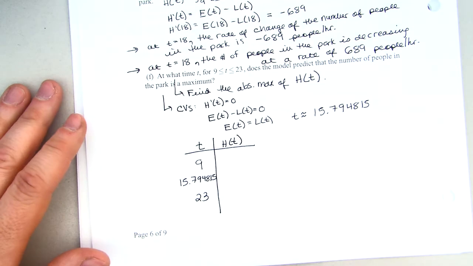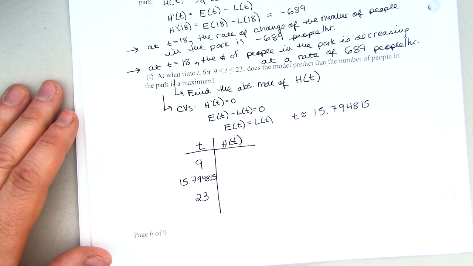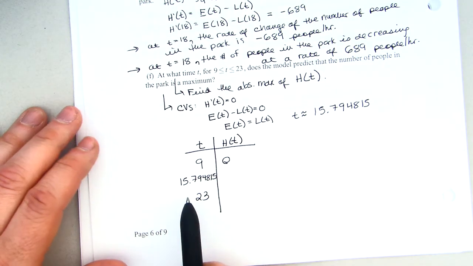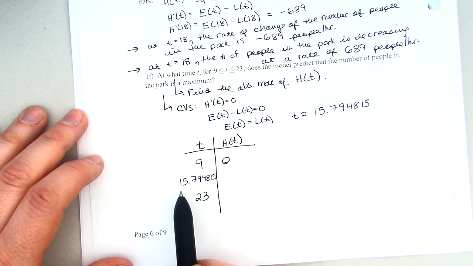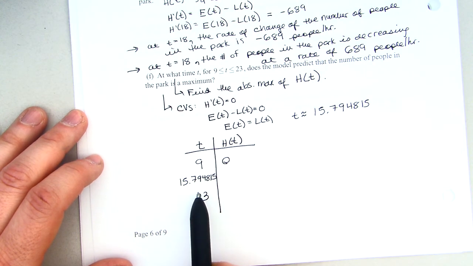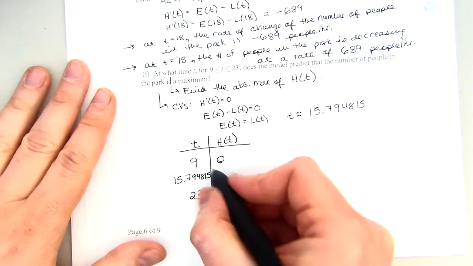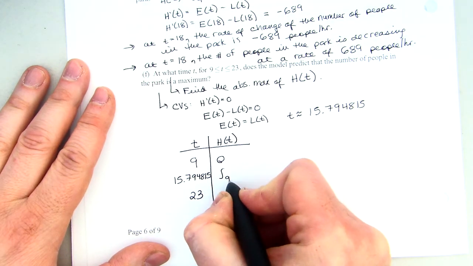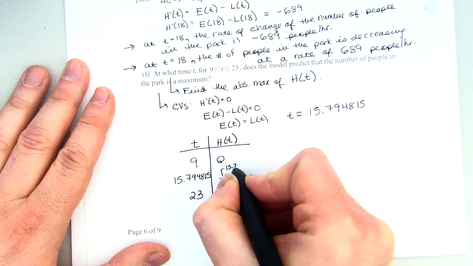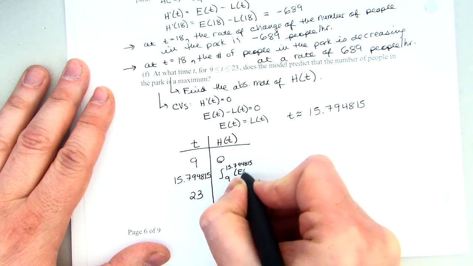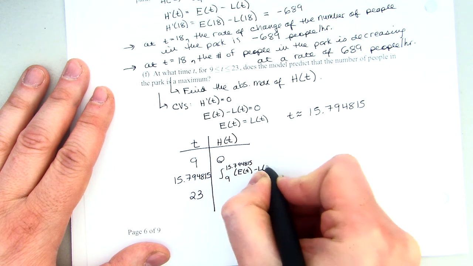You already know how many people are in the park at time 9. Perfect: 0 people, because they told you there were 0 people there. Now, how am I going to find the number of people in the park at time 15? You're going to plug in that function you created in part C. So we're going to integrate from 9 to 15.794815. It is absolutely fine, and probably the right thing to do, to include the integral in your table.